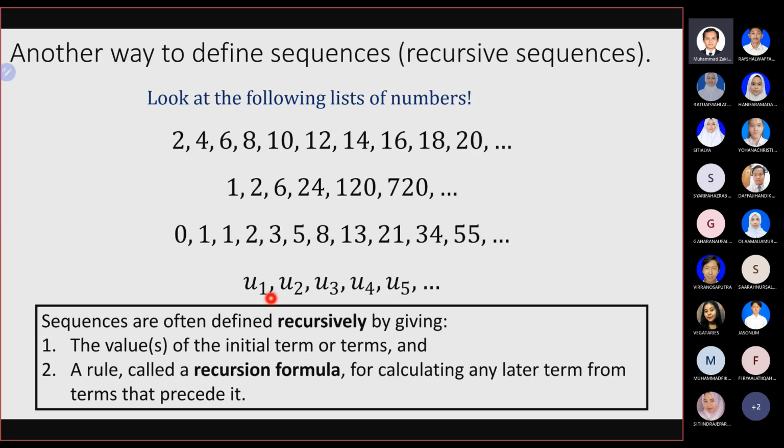Sometimes, or often, we define a sequence recursively by giving first the value or values of the initial terms, and then we write the rule that we call a recursion formula.